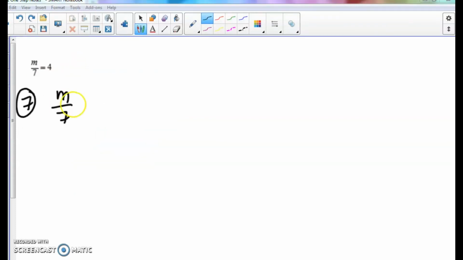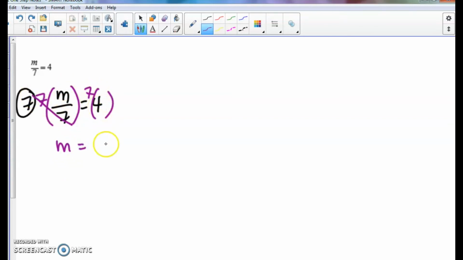Alright, so we wrote our m over 7 equals 4. Now we look at what's happening to our variable m. That fraction bar we know means he's being divided by 7. So the opposite of being divided by 7 is to multiply. So I have to show my multiplication by parentheses again. So parentheses, multiply this side by 7, this side by 7. When you multiply by 7 and you divide by 7, they cancel and leave us with just m equals 7 times 4, which is going to give us 28. There we go. And if you want to double check it, just put in 28 up here. So 28 over 7 is 4. So that checks.